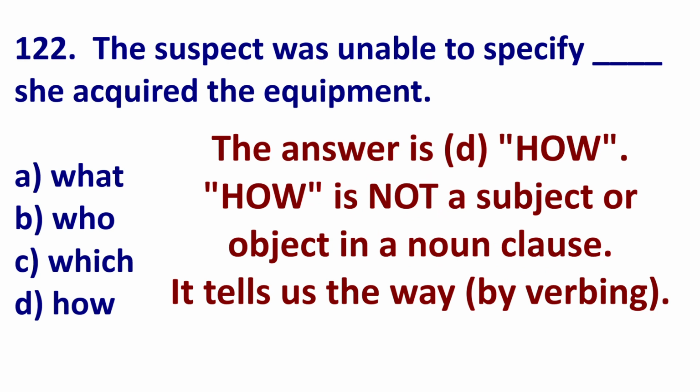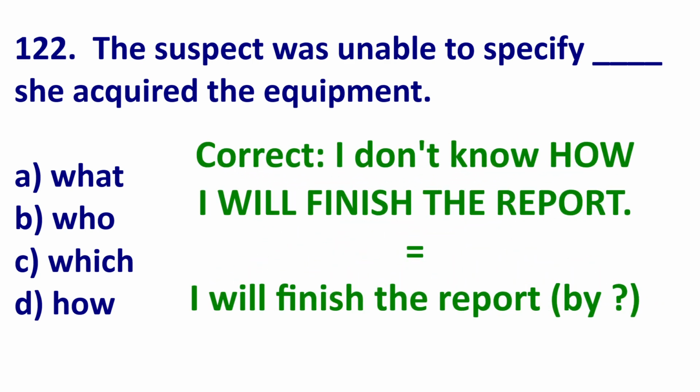When we use how in a noun clause, for example, how plus subject, verb, plus object, it is telling us the way. It equals: how are you doing this? For example, if I say, I don't know how I will finish my report, we have a subject, we have an object, I will finish my report, how? By whatever, but it's telling me the way.